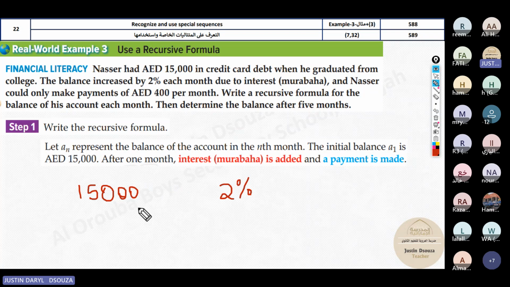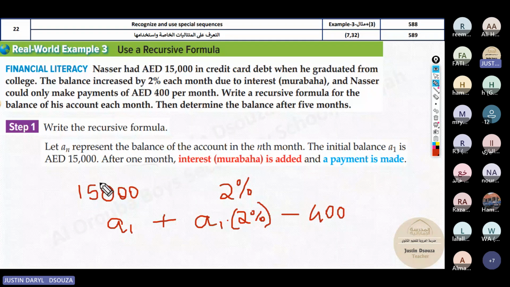What do I do? I need to take it as a term. Let me consider this as the initial term A1. Then the interest keeps on adding each month. That is A1 into 2%. Okay. And then what else? He does a payment that will be subtracted. Why? Because whenever you're paying, your balance is reduced.